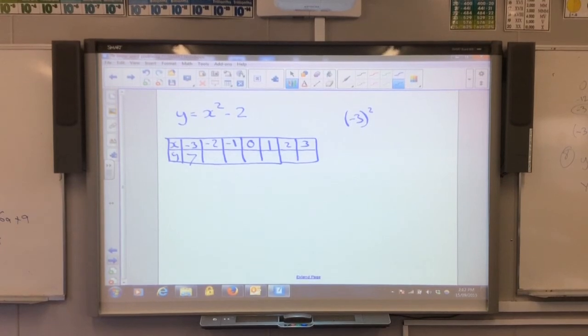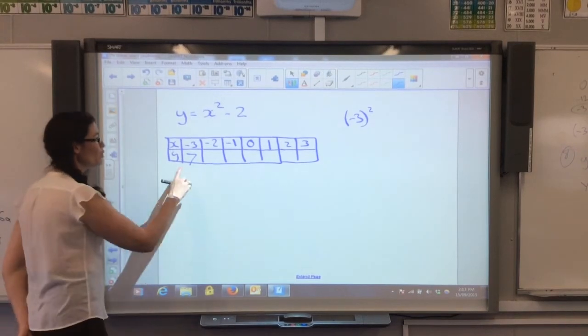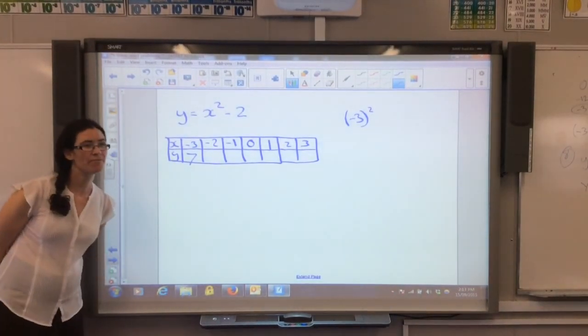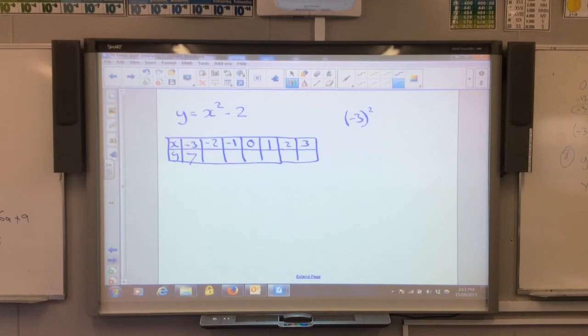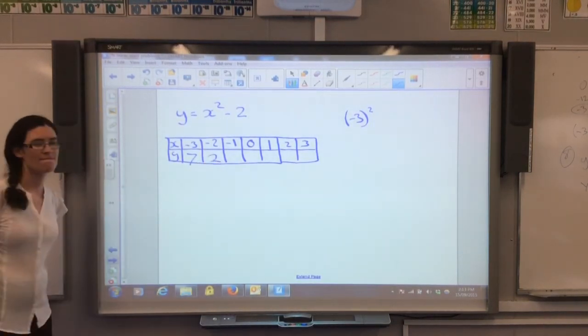Alright, work out the next one. Once you've done that, graph it. How are we going? What was the next value? That's 7. Charlie? 6. No, because you have to put the brackets around the minus 3. That's 2. It's 2.